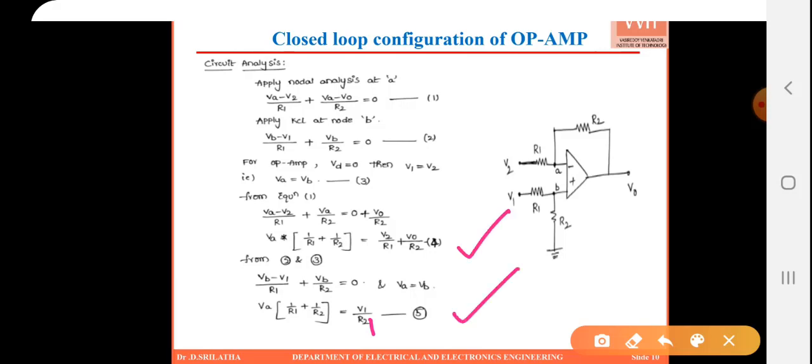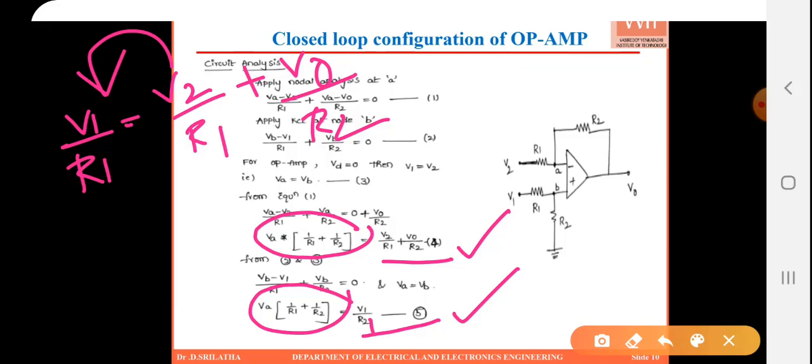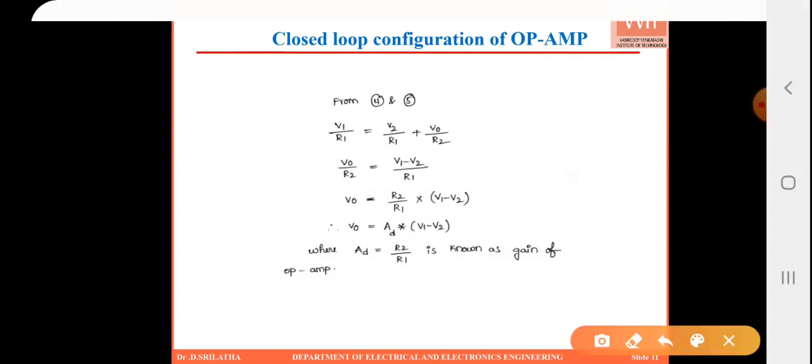Now if you observe the fourth and fifth equations, VA times (1 by R1 plus 1 by R2) on the left-hand side of both equations is equal. Then I am going to equate the right-hand sides. So V1 by R1 is equal to V2 by R1 plus V0 by R2. This is our equation. Bringing this to this side, we have (V1 minus V2) by R1 is equal to V0 by R2. The same we can see in the next slide.